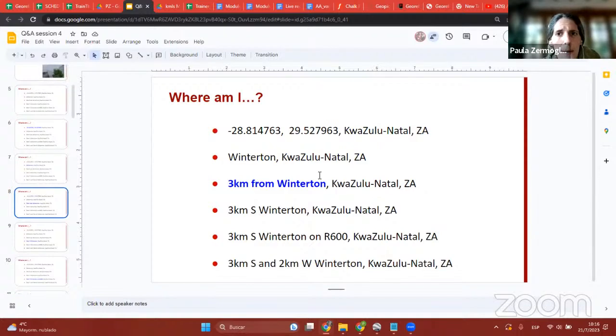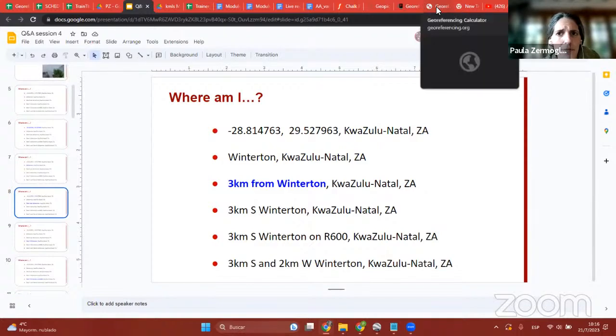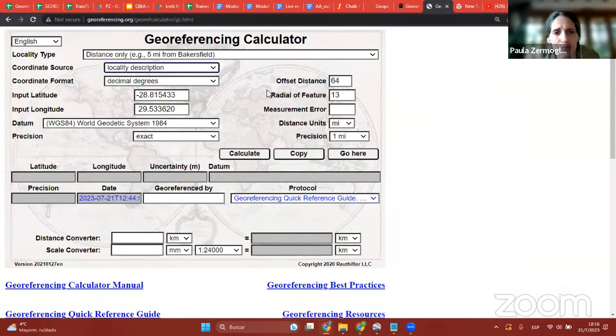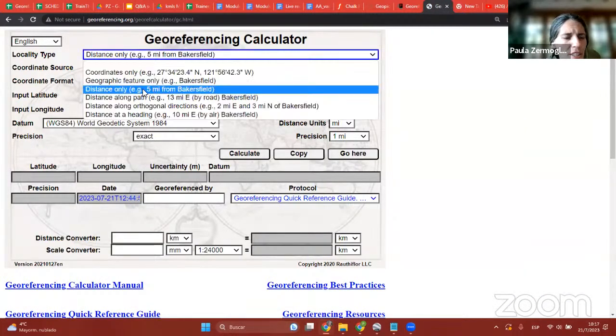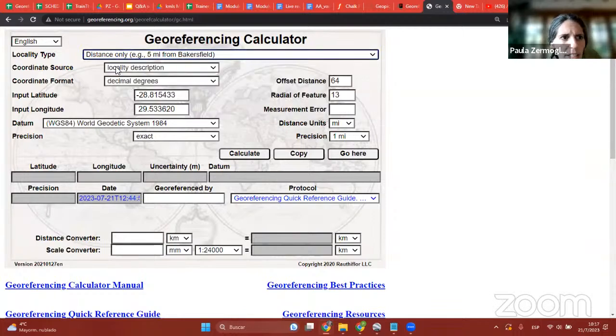So if we look at the calculator, well, we had said before, sorry, that the type of location is distance only, because we only have a distance from a place. And so for distance only here, we will need coordinate source, coordinate format, the input coordinates, datum, precision, what is the distance that we're dealing with, and the radial of that reference feature.